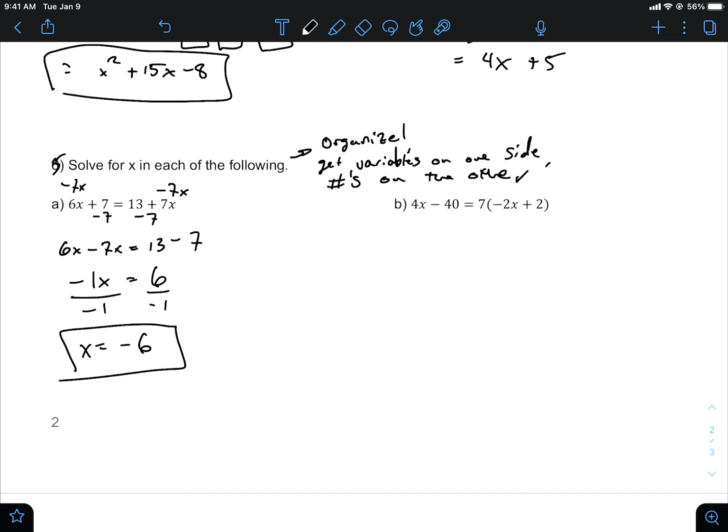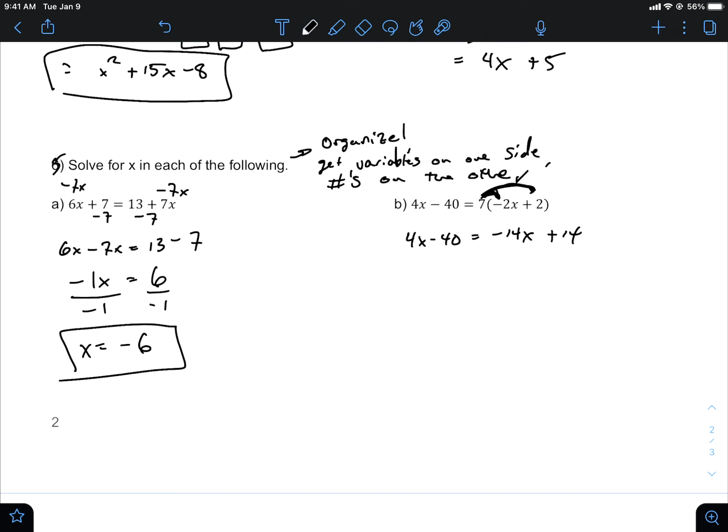So if you have any questions with that one, the next one's a little tougher. Okay, it requires a couple different little skills here. So on the left, nothing to be done on the left, I don't think yet. So I'm just going to rewrite it. But on the right, I think my first move would be to get rid of the brackets. So I'd say 7 times negative 2x and 7 times positive 2. 7 times negative 2 with an x on it is going to be minus 14x. That's that first arch. The second arch, 7 times 2, would be plus 14.